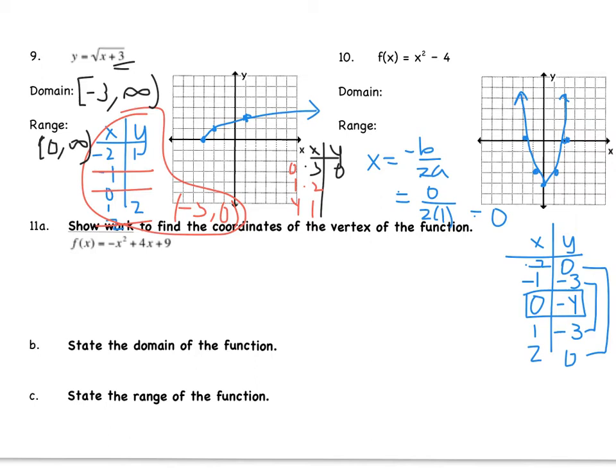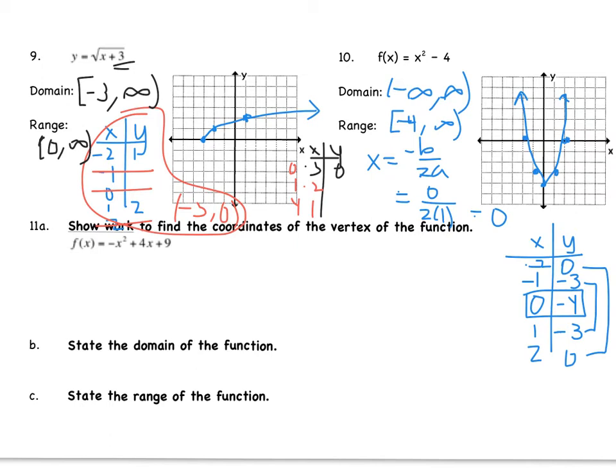Okay, domain. Domain is the left, right. Does the graph forever go in the left direction? Yes. Forever in the right direction? Yes. So domain is -infinity to +infinity. Range. Does the graph forever go up and down? No. What does it start at? Negative 4. It starts at negative 4, and it goes to positive infinity.